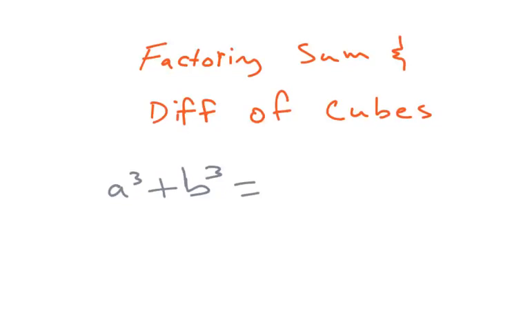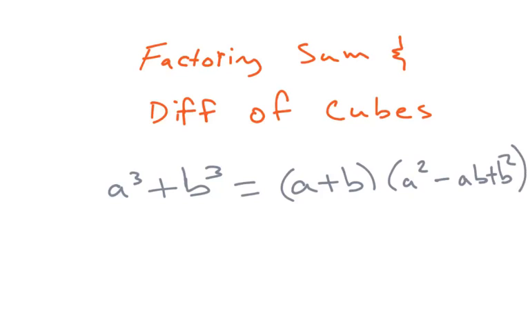Okay, so now we're going to talk about factoring sum and difference of cubes. The way this is usually taught is that they tell you that you have this formula: a cubed plus b cubed. Whenever you have a cubed plus b cubed, it's going to equal a plus b times a squared minus ab plus b squared. And then you're asked to memorize it.